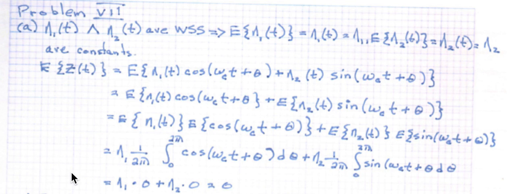In final evaluation, we end up with eta 1 times 0 plus eta 2 times 0, which is equal to 0. Thank you. That is section 1.